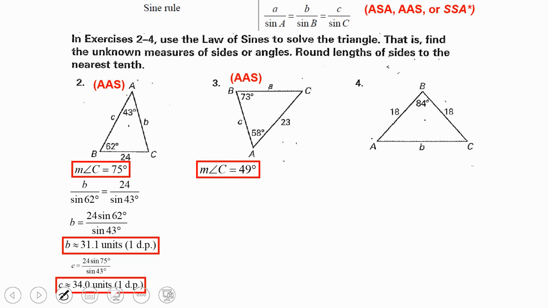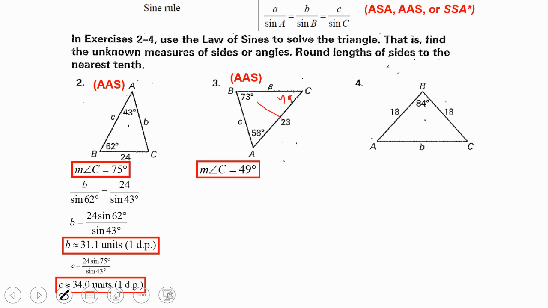Second one, they give us two angles. We have an angle side pair. That's the key right there. We know 23 and we know 73, so we can use that. We can use the sine rule. That's what you always ask yourself: can I use the sine rule? And so we can find our third angle by subtracting.